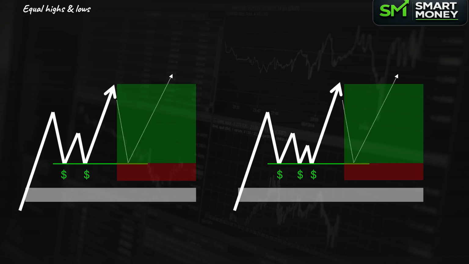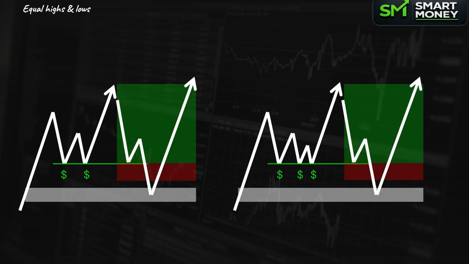If a demand area exists below the equal lows, there's a high chance the price will break below, sweep the liquidity, and then push higher. This is one of the key trading patterns in smart money concepts, waiting for the price to collect retail traders' stop losses and then entering the market at the demand area.